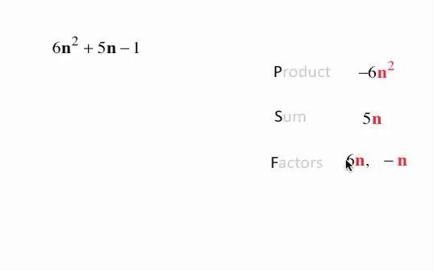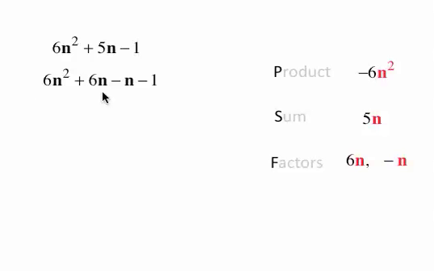So we check: 6n added to negative n gives us 5n. 6n multiplied by negative n gives us negative 6n squared. Great. So we replace our middle term with 6n minus n, and that gives us 6n squared plus 6n minus n minus 1. Then what we want to do is group to factor.